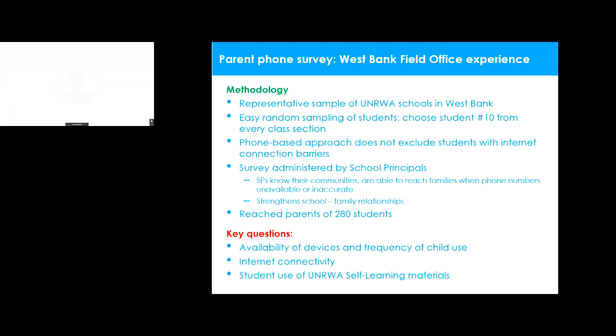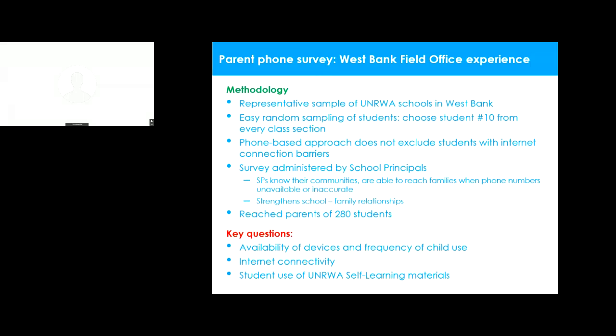The methodology used in this survey is to have a sample representative of UNRWA schools in the West Bank, around 30%. And random sampling of students: choose student number 10 from every class section. That way was very simple and very direct for the school principals who are doing the phone survey. And when student number 10 in the class section is unavailable for any reason, they move to the next one, number 11 or 12, and so on.